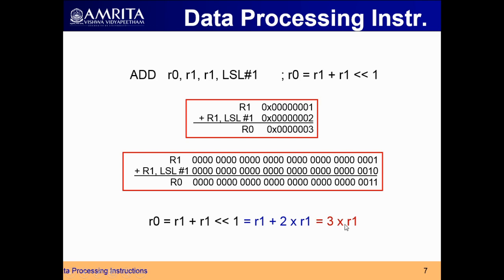How are you multiplying R1 by 3? You are adding R1, and to that you are adding R1 left shifted by 1. When you are left shifting R1 by 1, you are actually multiplying R1 by 2. So 2 times R1 plus R1, in total you will be getting 3 R1. So by writing a single instruction, you are multiplying R1 by 3.